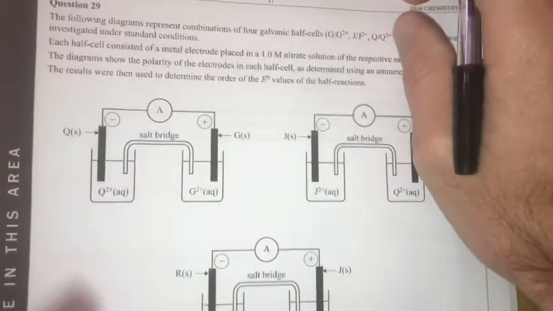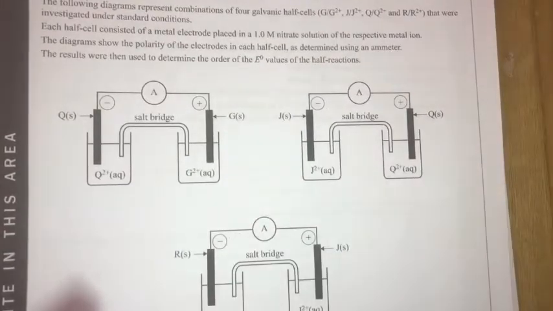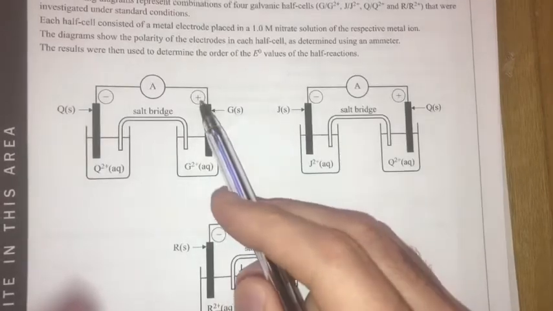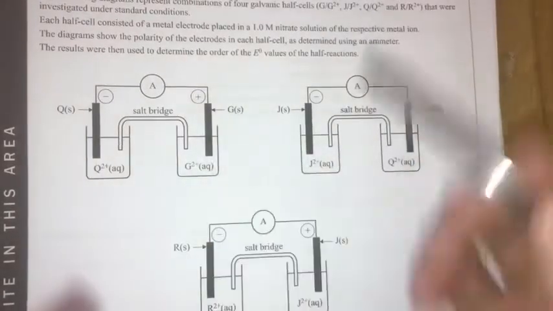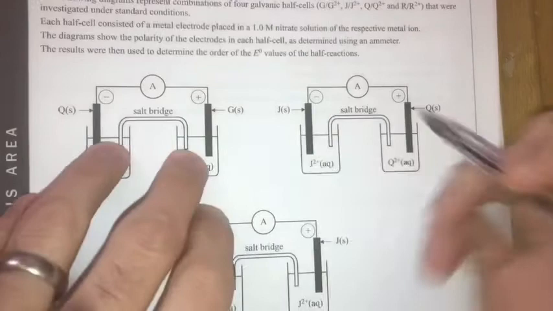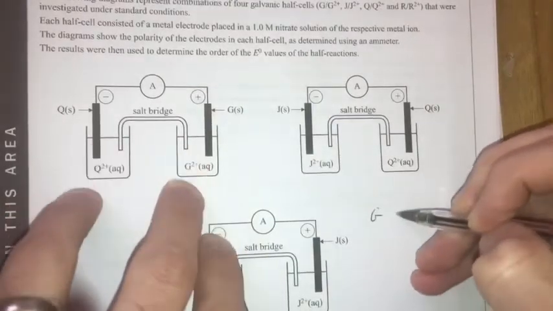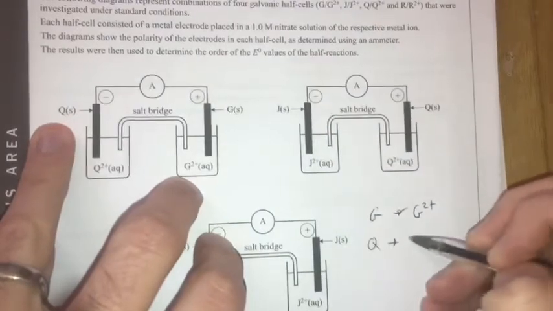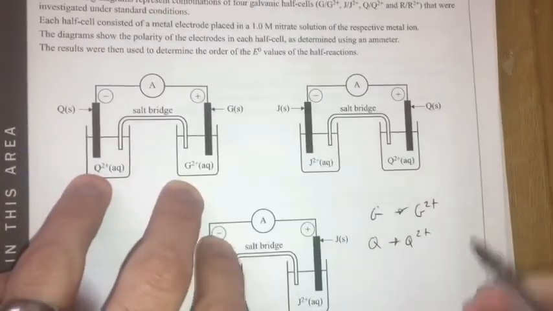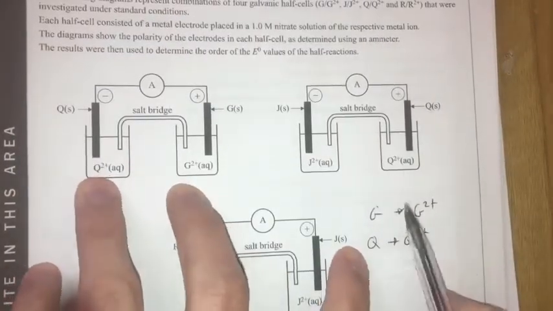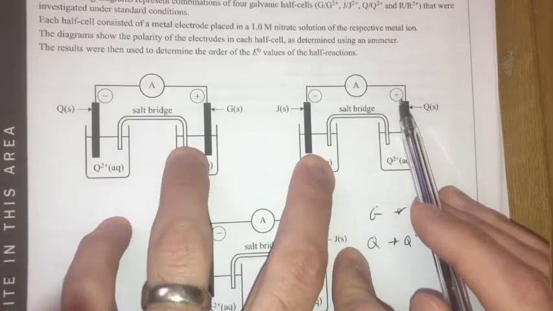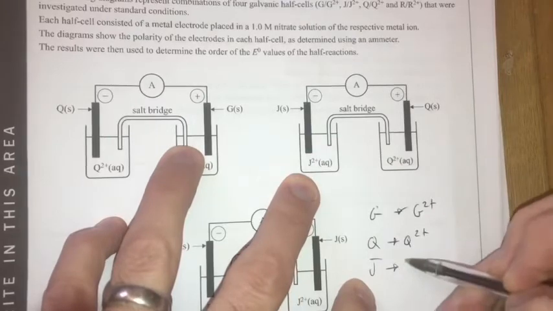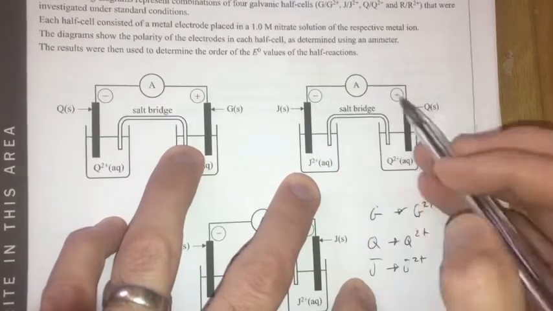So what we need to know from this information is to build an electrochemical series. The positive is always going to be above the negative in an electrochemical series. From this one, the G forming G2 positive is above the Q forming Q2 positive. Then we know from this one that the Q is above the J, so the J must be below the Q, because that's negative and that's positive.